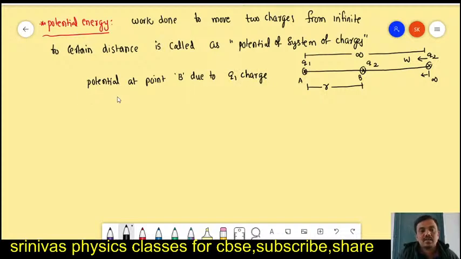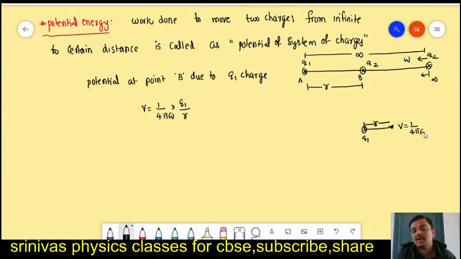What is the potential at point B due to the Q1 charge? Just now we derived the potential due to a point charge: 1 by 4 pi epsilon naught into Q1 by R. For example, this is the Q1 charge, and at a distance R from it, the potential formula is 1 by 4 pi epsilon naught into Q1 by R. This is the potential formula.